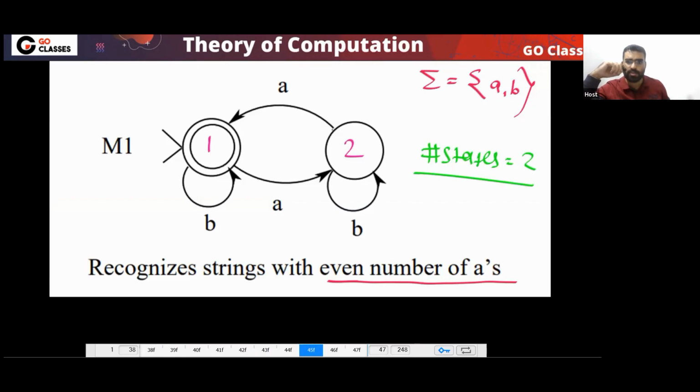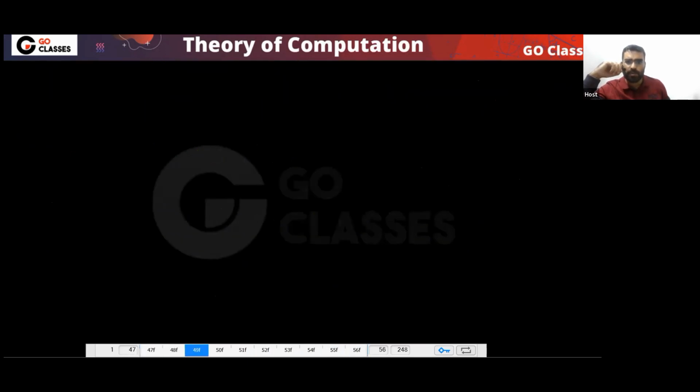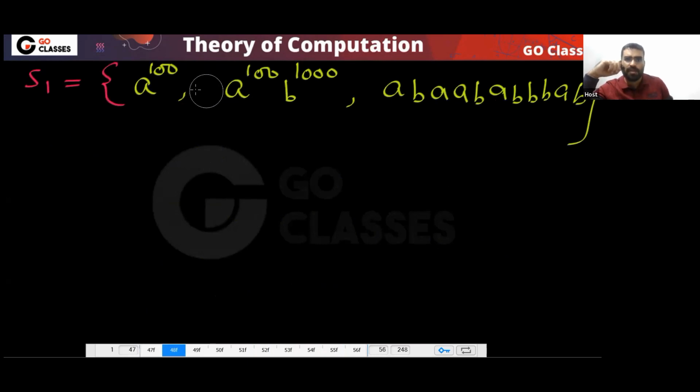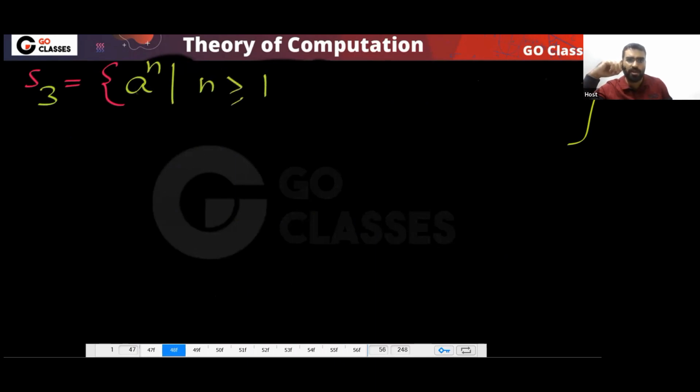So now you tell me, this is a DFA, and tell me the next point. If I give you this set, let me give you some set S3, and this is A power n, where n is greater than or equal to 1. What can you say? Is this an infinite set? This set is infinite, right?